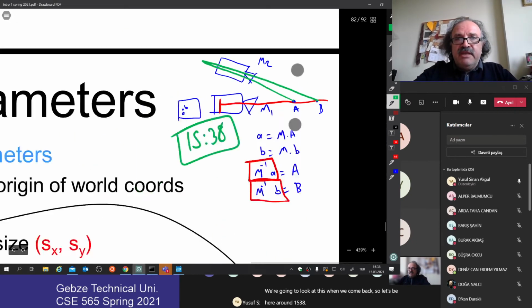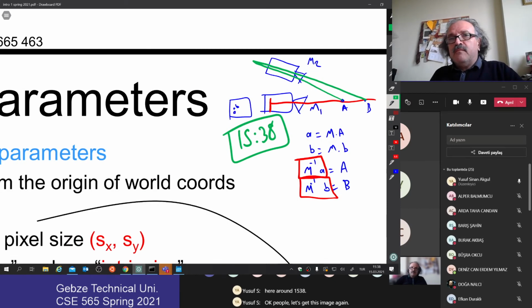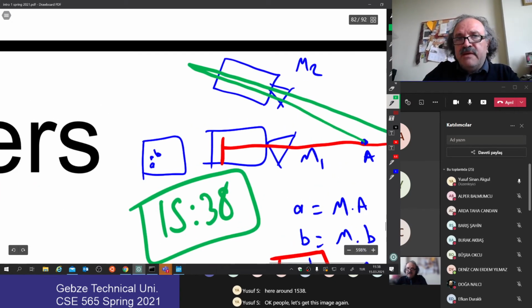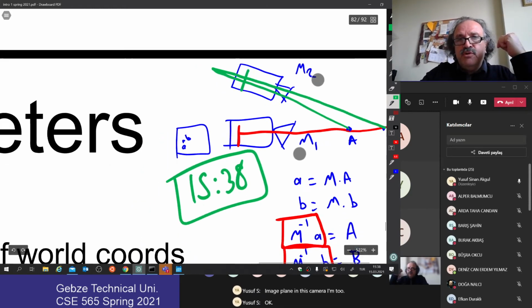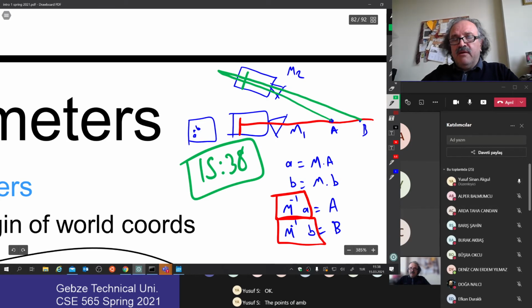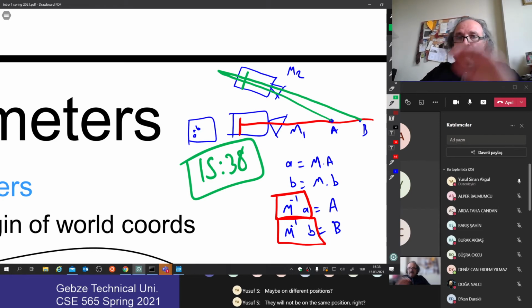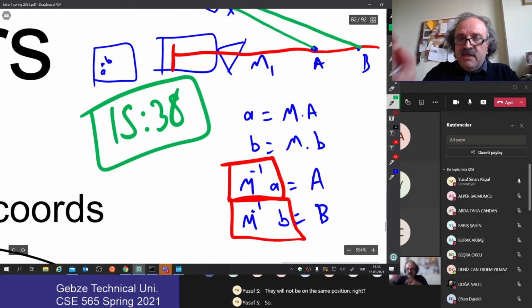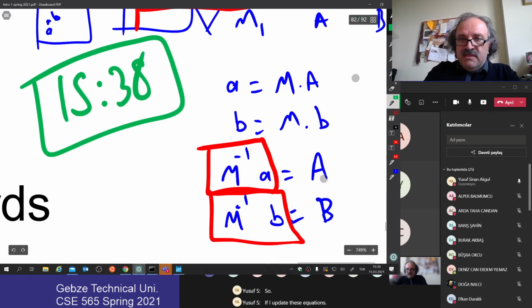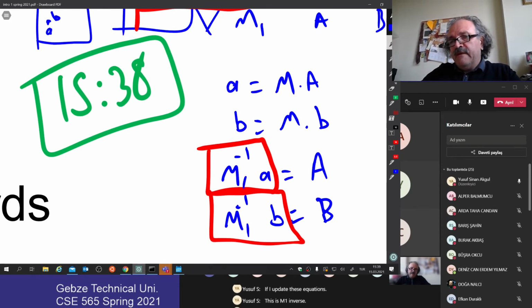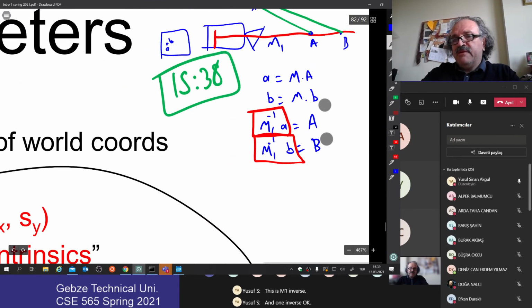Okay, people, let's look at this image again. So if this is my image plane in this camera M2, the points A and B will be on different positions. They will not be on the same position, right? So if I update these equations, this is M1 inverse, M1 inverse. Okay, this is what I expect.